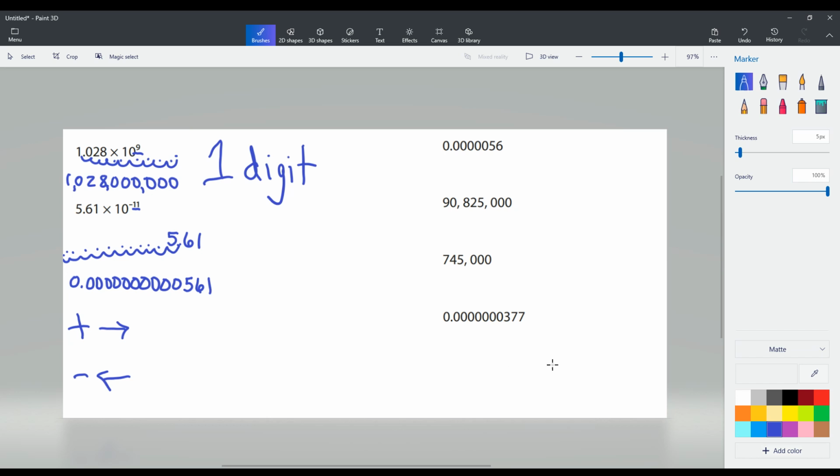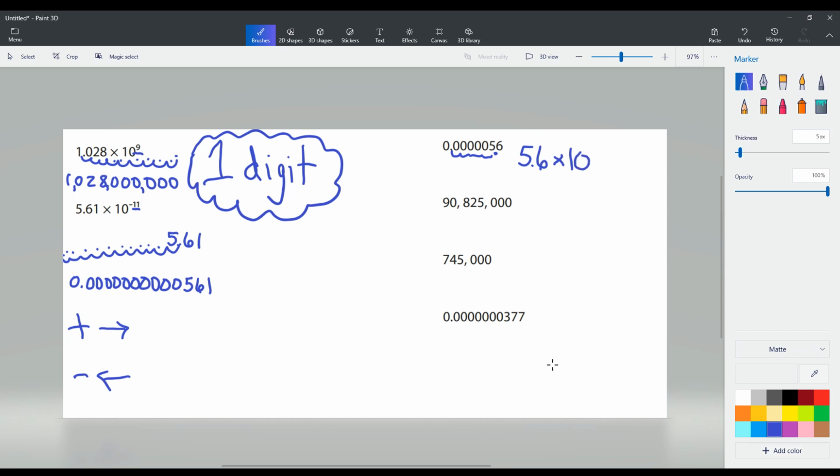On the other side, when we're converting from standard form to scientific notation, we have to remember our rule. It's one digit before the decimal. So I need to find my first non-zero digit, which just happens to be 5 in this one. I need to count how many decimal places I need to go to get from here to there. So 1, 2, 3, 4, 5, 6. So I have 5.6 times 10 to the.